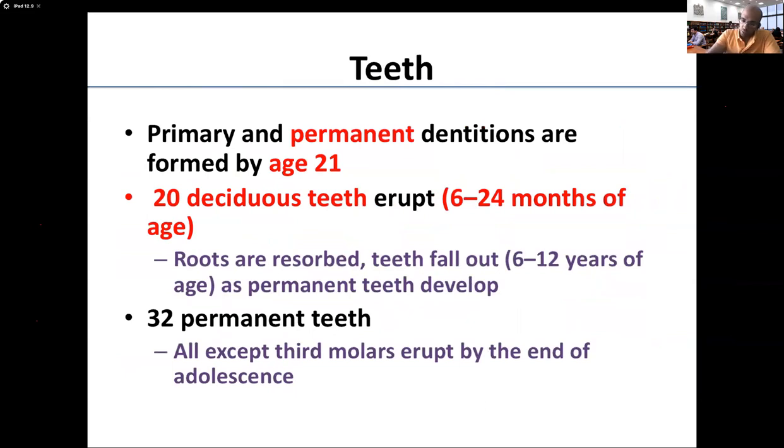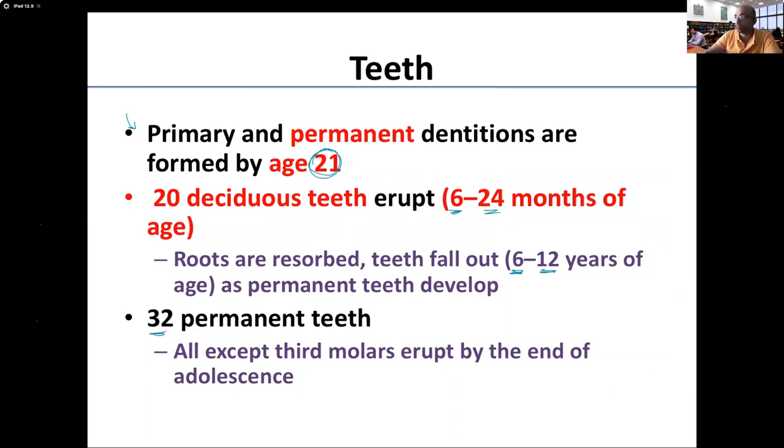Moving on to the teeth, the primary and permanent dentitions are formed by age 21. We start first by having 20 deciduous teeth that will erupt between 6 to 24 months of age. The roots of those deciduous teeth are going to be resorbed, and the teeth will fall out between 6 to 12 years of age and will be replaced by the permanent teeth. We've got 32 permanent teeth on here.